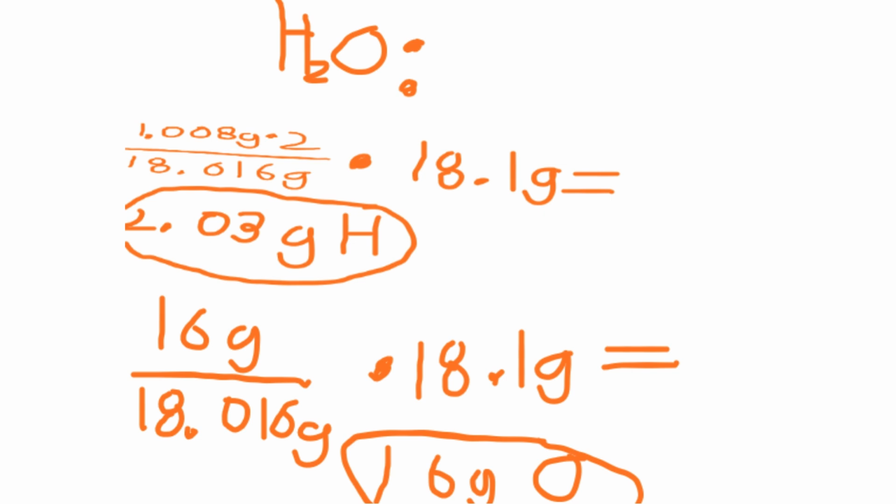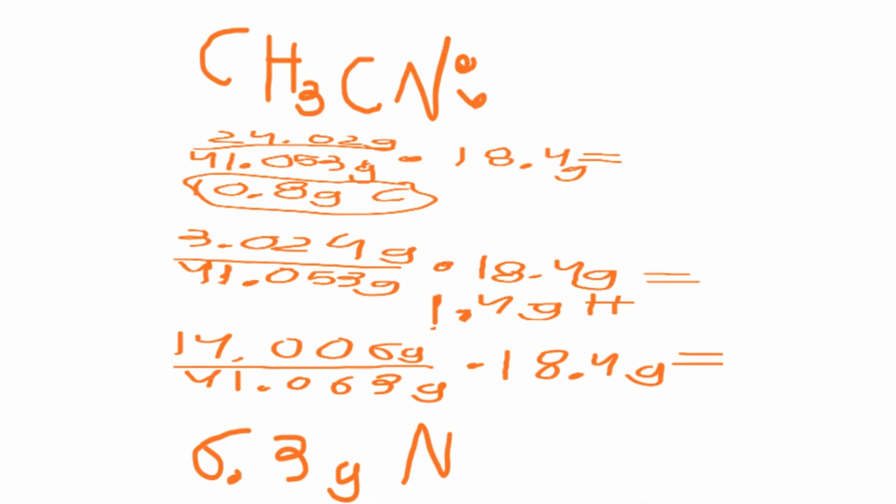Next, we can repeat this process for acetyl. Basically, you can imagine this process as a plug and chug. This is because the placement of the variables is the same every time. Using this formula, it is found that the acetyl produced contains 1.4 grams of hydrogen and 6.3 grams of nitrogen.